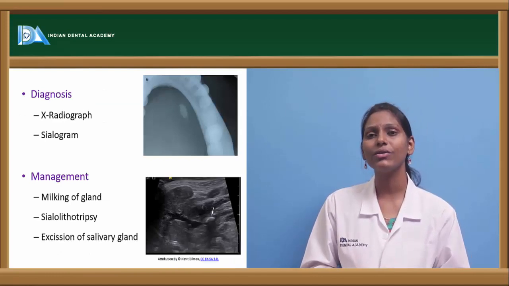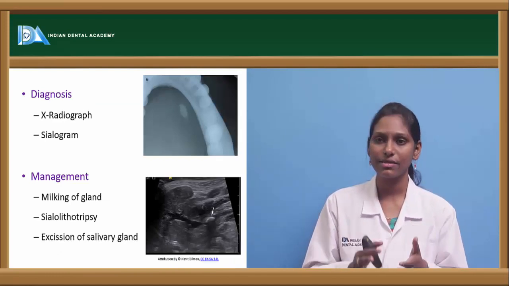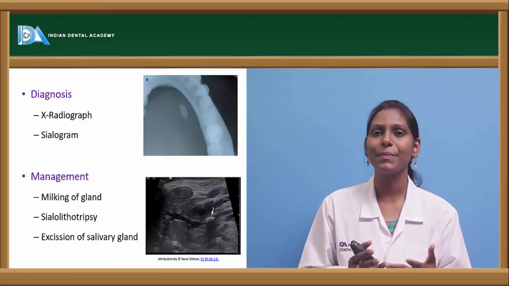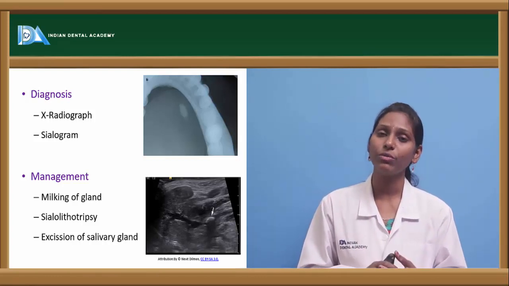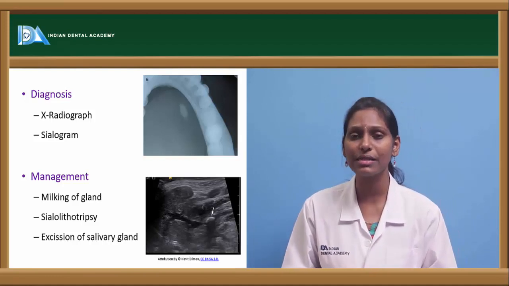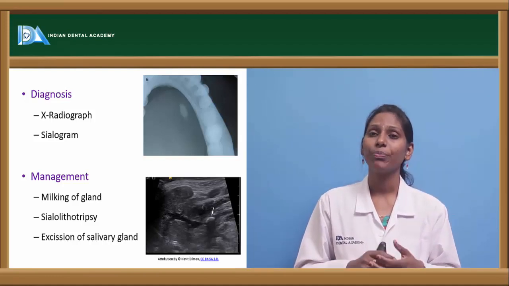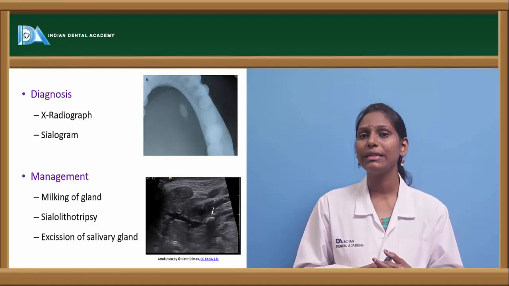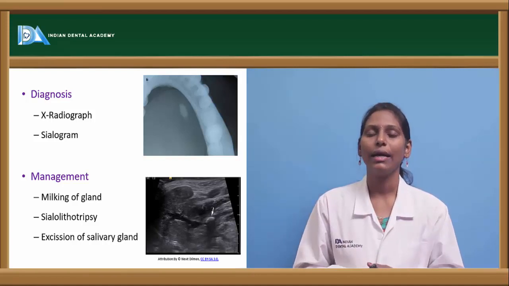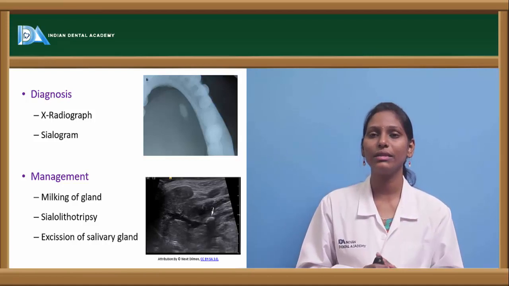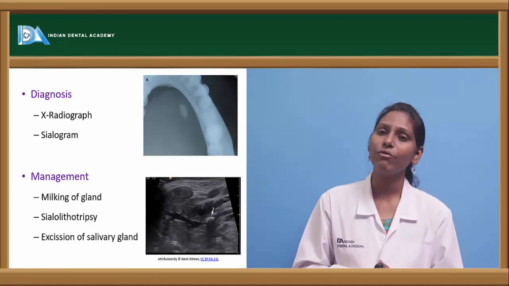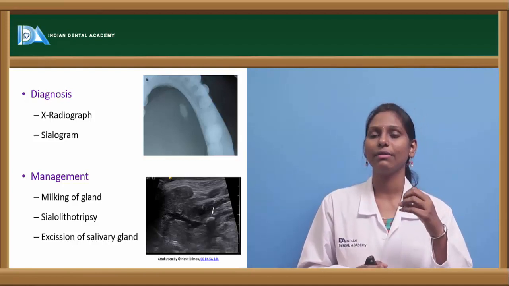And coming to diagnosis, we can do it with a radiograph. An occlusal radiograph for the submandibular gland is highly useful, and OPG can be helpful. Your orthopantomogram is helpful in case of parotid sialoliths, and your puffed cheek view can also give you a little insight into it. And ultrasound will also be useful in identifying the sialolith. Sialogram: in a sialogram, there will be a void there.